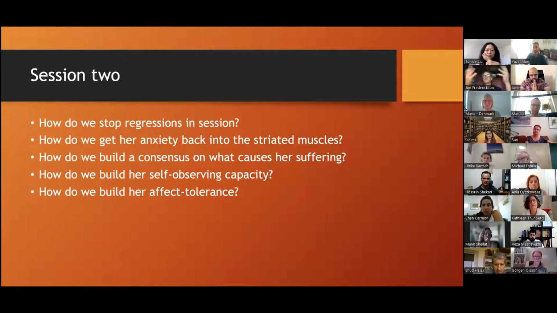See, I can observe a lot, but that doesn't do her any good, right? If I observe and she doesn't, nothing happens. So what kinds of interventions can I do that can build her ability to observe herself? And of course, the big question: how can we build her affect tolerance so that she can tolerate a higher level of feelings before she goes into repression? Tolerate a higher level of feelings before she goes into splitting and projection.